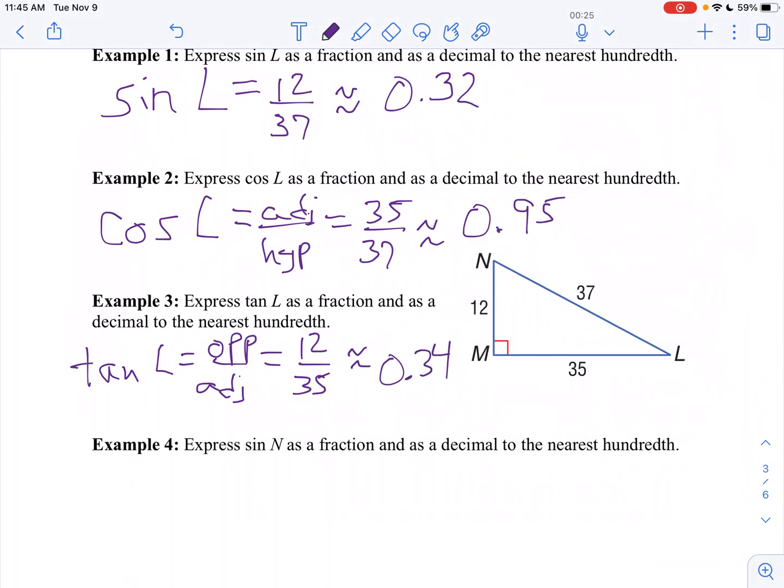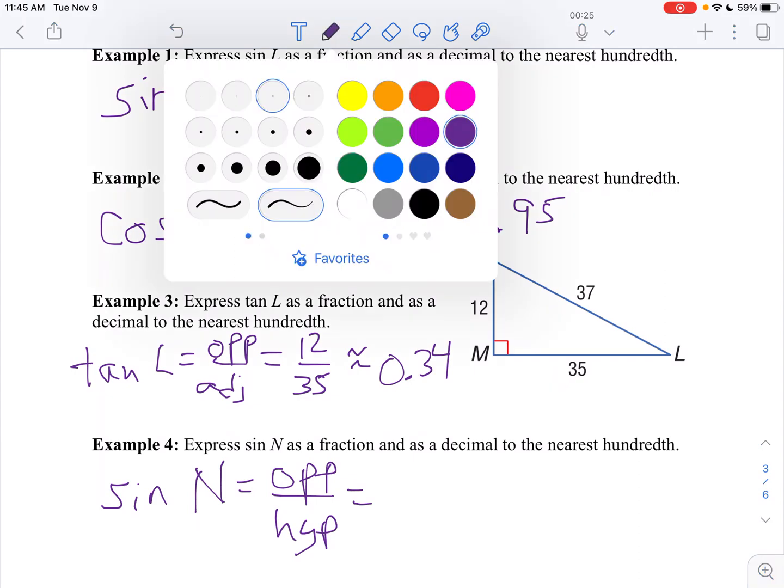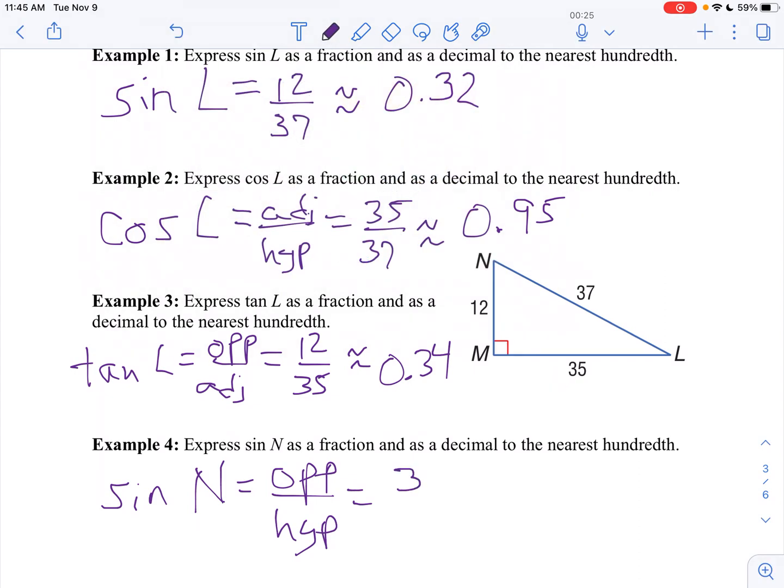On example 4, we're going to switch angles. Let's do the sine of N as a fraction. So the sine of angle N, it's the opposite divided by the hypotenuse. Well, the opposite of angle N is 35. The hypotenuse is 37. Oh, we've seen that before, haven't we? 35 divided by 37 is 0.95.